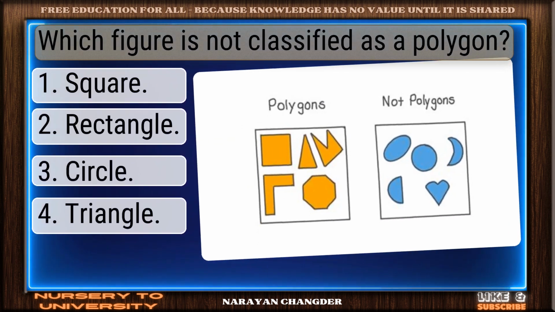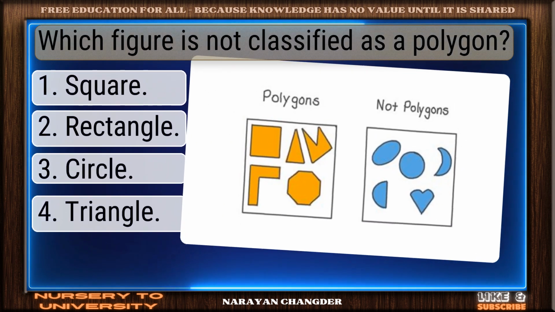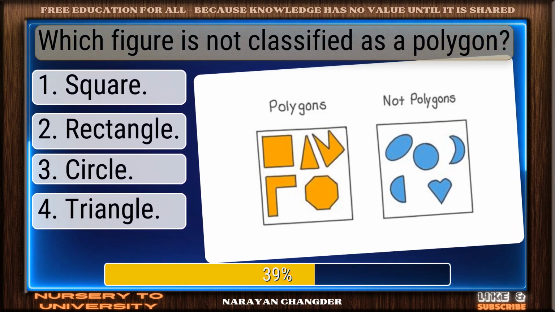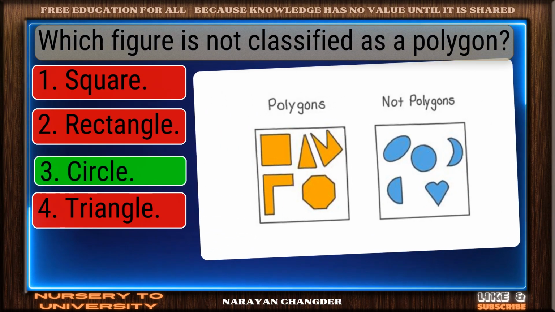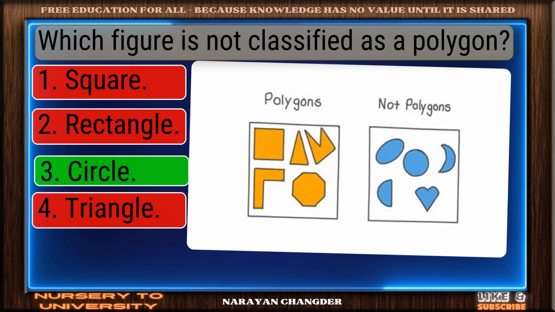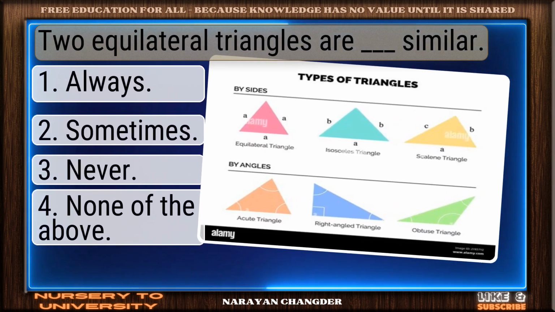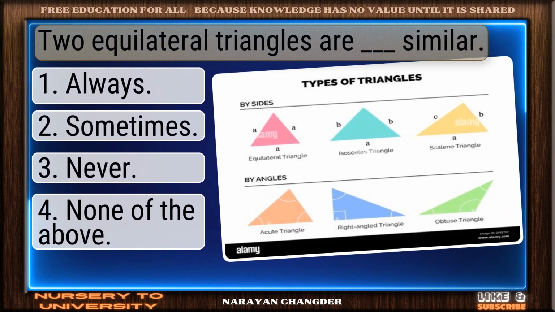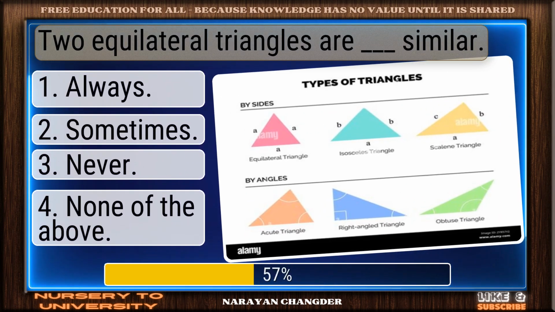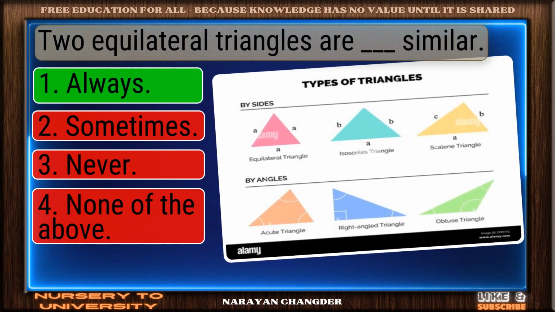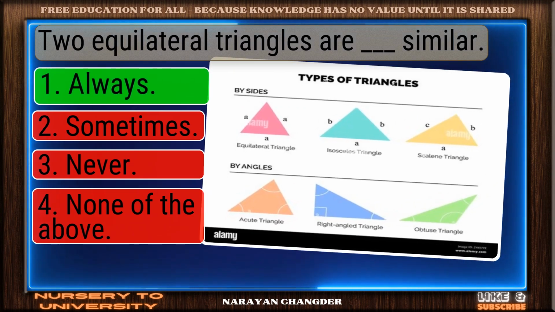Question number 178. Which figure is not classified as a polygon? Nicely done. Circle is a solid answer. Question number 179. Two equilateral triangles are dash similar. Sharp thinking. Always is the right choice.